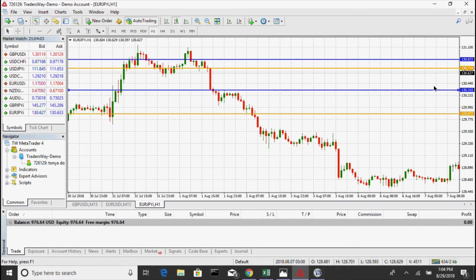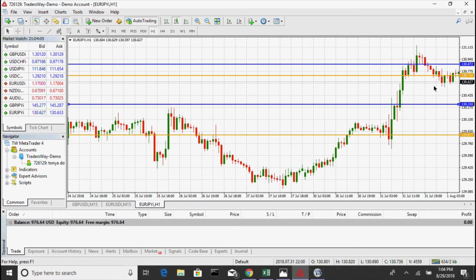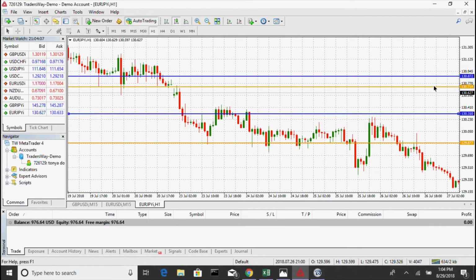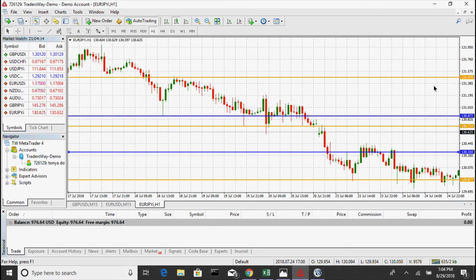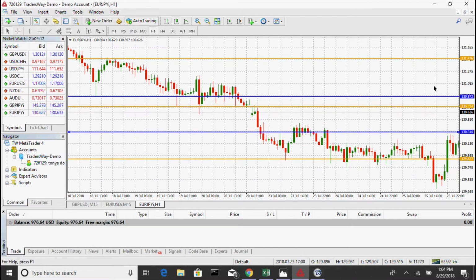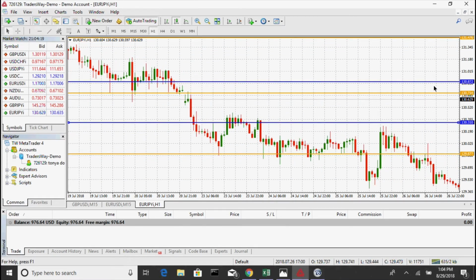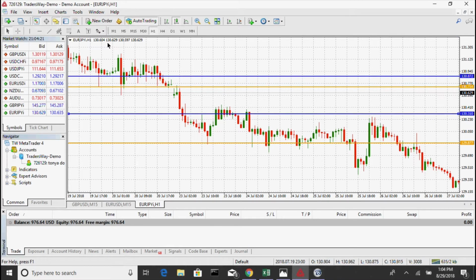Plot one above price action. Let's see. I'm gonna go back. Let's see. Let's plot one here. I'm gonna add another one. I've got about 1, 2, 3, 4 there.